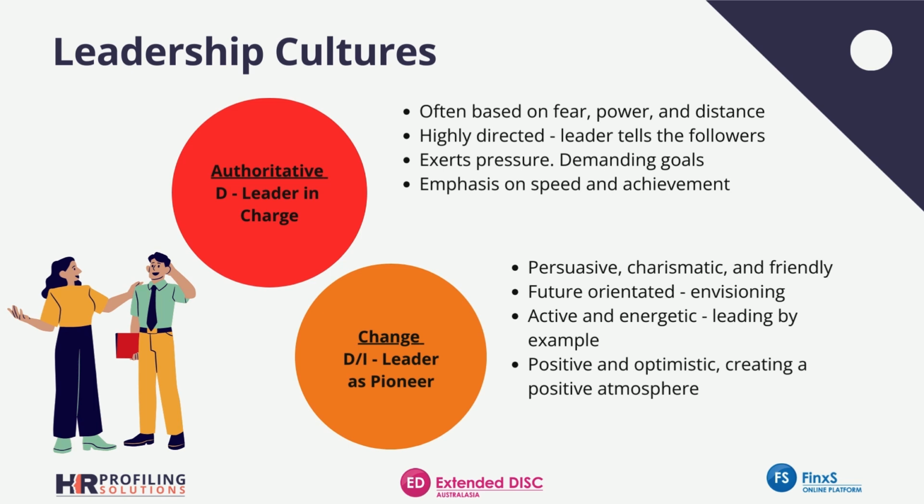And this is an ID or a DI. A DI leader tends to be persuasive, charismatic and friendly. They are also competitive and demanding, and they want results. So they are very much future oriented, a great visionary and a big picture thinker. A DI leader tends to be active and energetic, an extrovert, and they have no trouble leading by example. As a rule, they are positive and optimistic leaders and good at creating a positive atmosphere for their people. As a leader, they are seen as a pioneer and early adopter of new ways and new ideas.